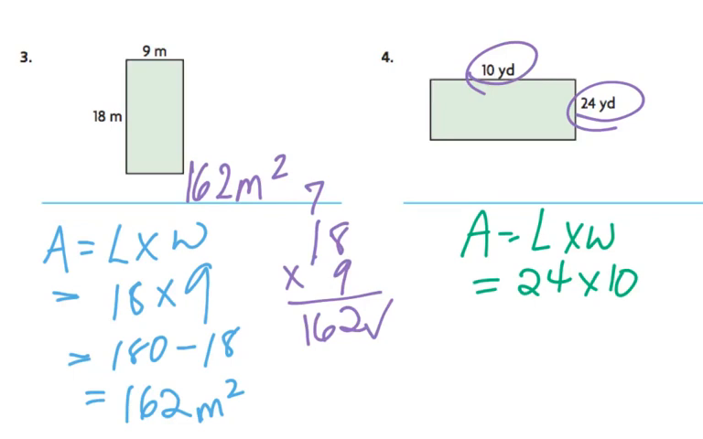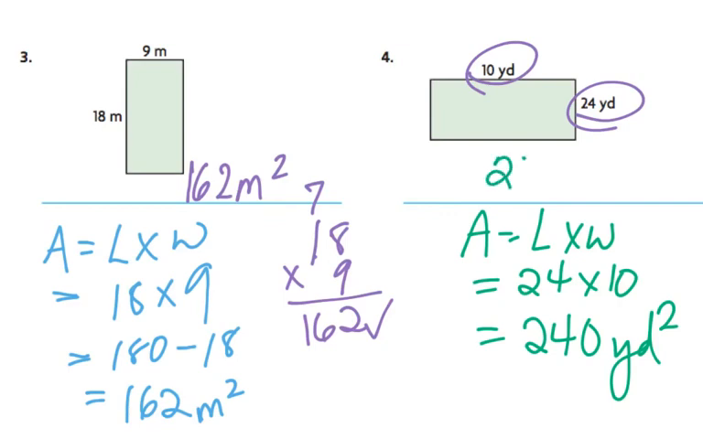Multiply by 10, add a 0 to the end. I can do that because these are whole numbers. So 24 times 10 would simply be 240. And I don't want to forget my units, yards squared or square yards. Okay, 240 square yards. All right.